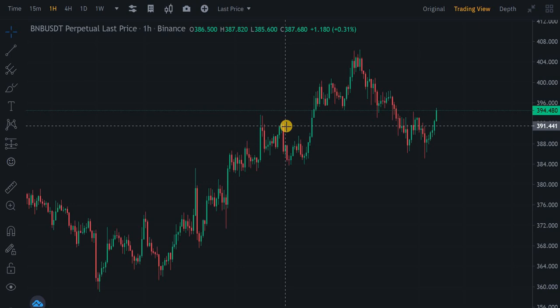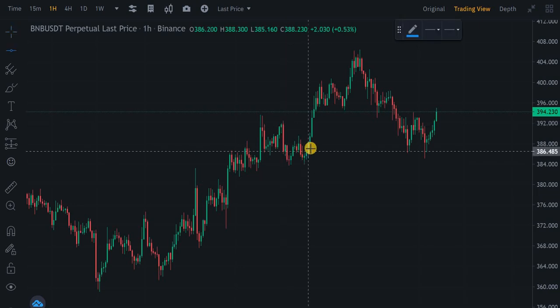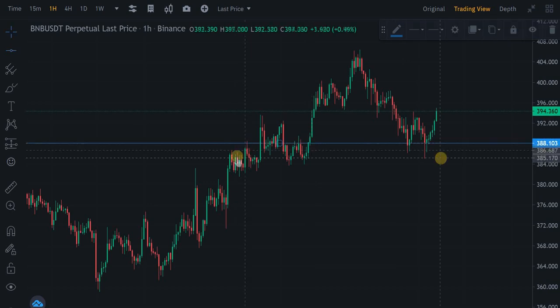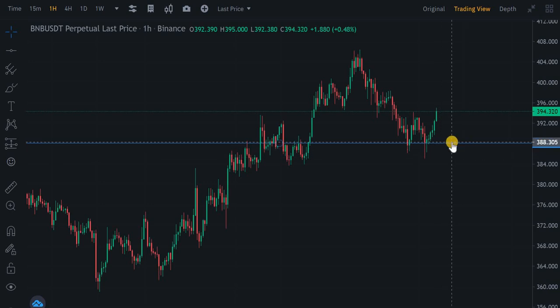The first thing to do right here is to identify various support and resistance. At this particular point right here, you can see that there is a potential support in price at $388. When the price breaks this line, then the price of BNB could further go to the downside. So once you've identified your potential support, you can also identify your potential resistance in the price chart.